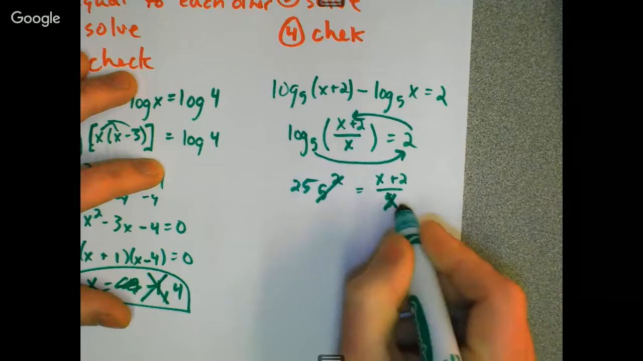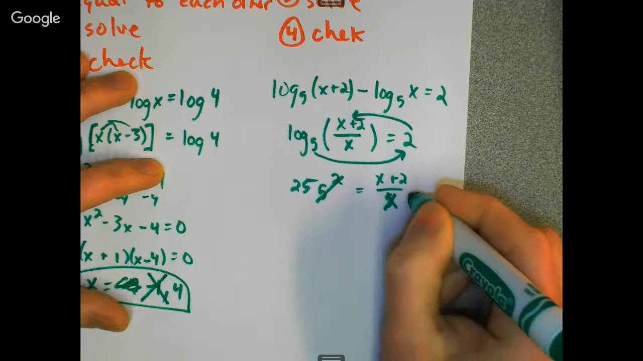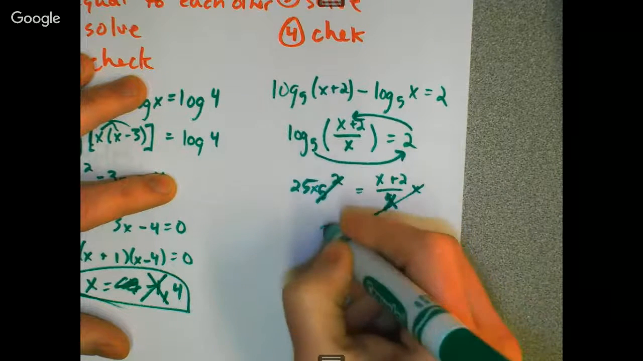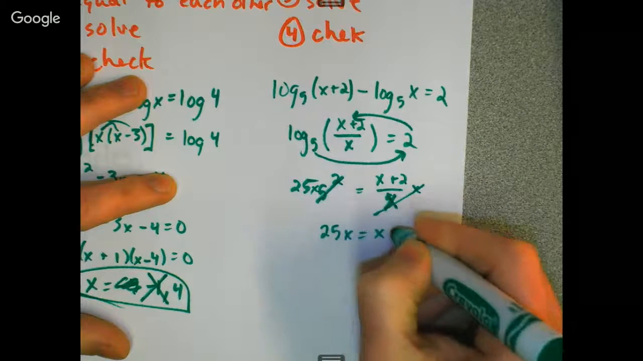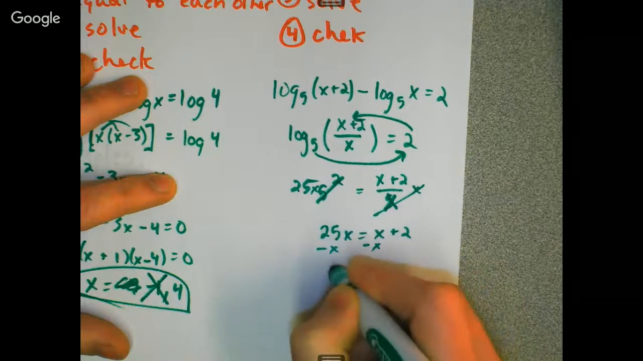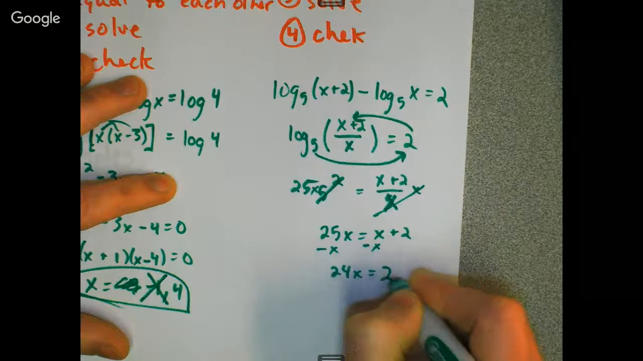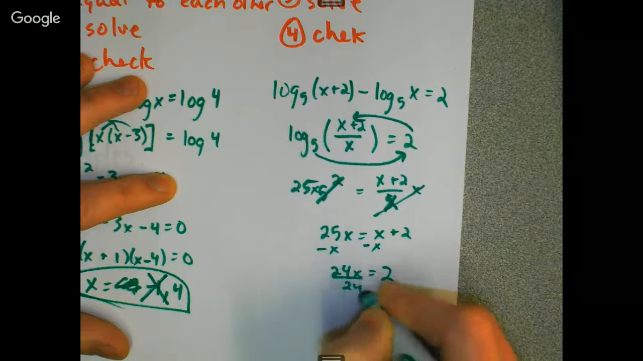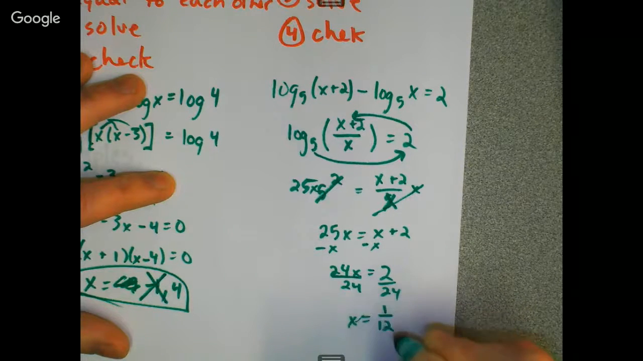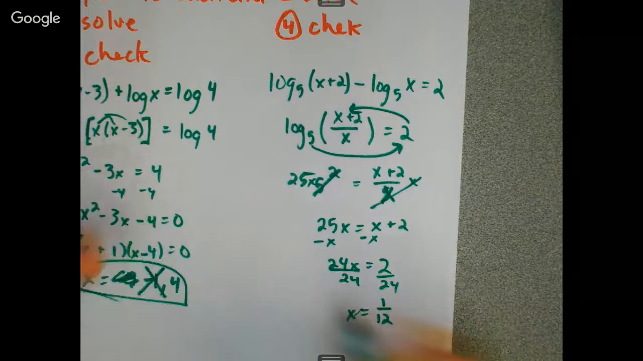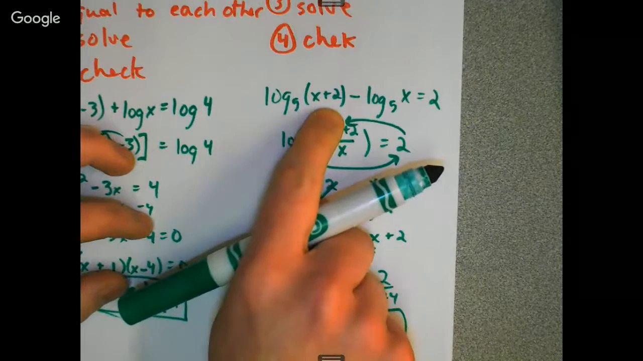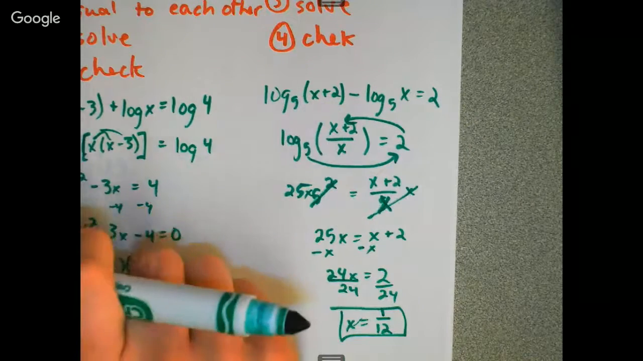Okay, so then if I multiply both sides by x, those cancel and I get 25x equals x plus 2. So subtract x from both sides, 24x equals 2. So divide by 24, x equals 1 over 12. Okay. Now, again, I need to check that. So I will plug it back in here and check those solutions.